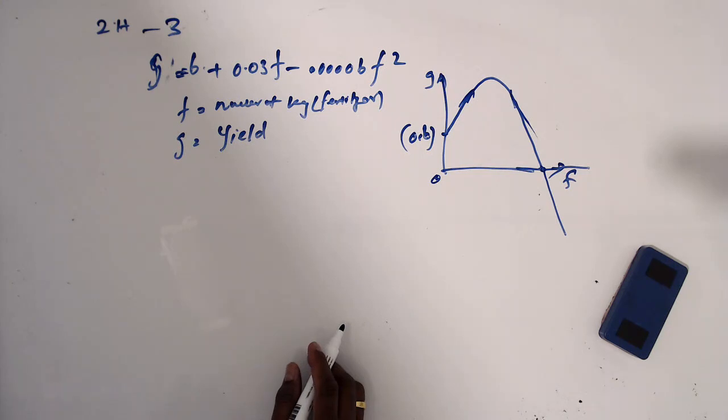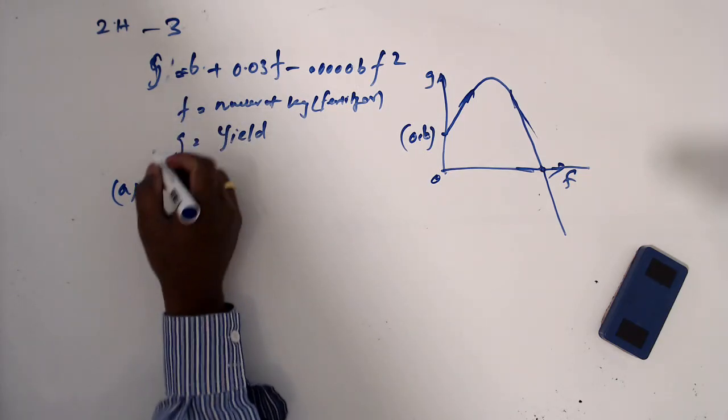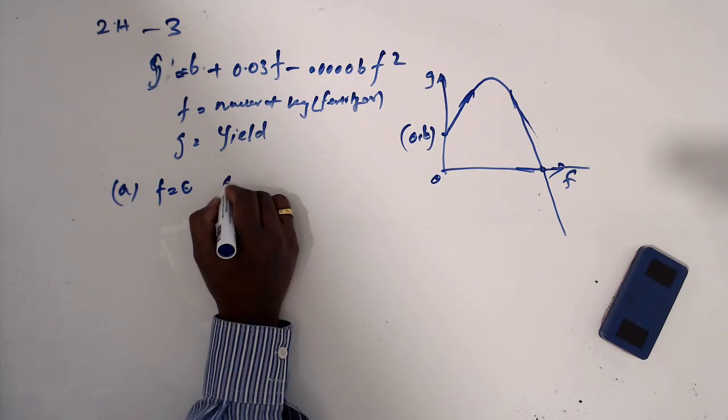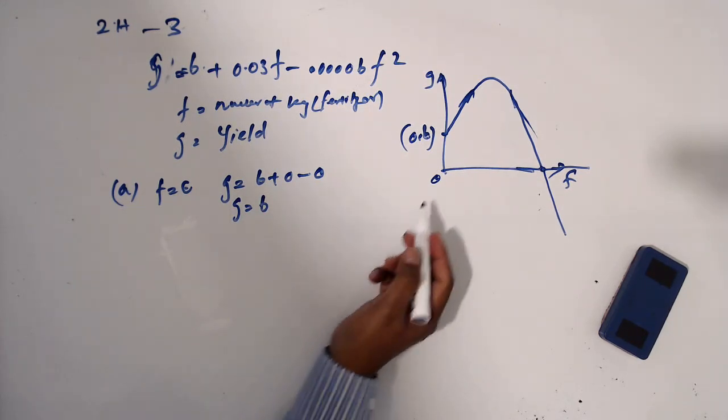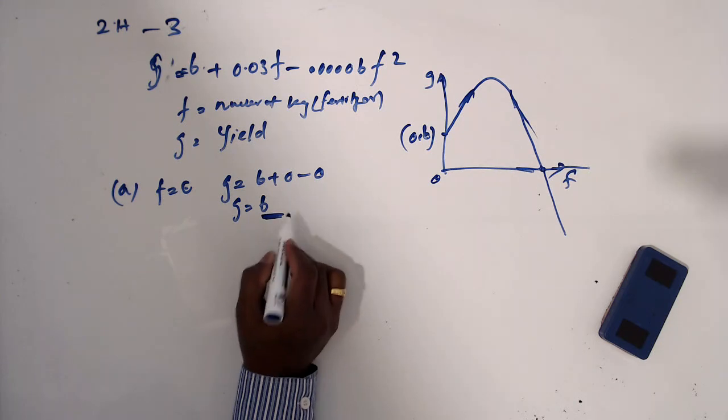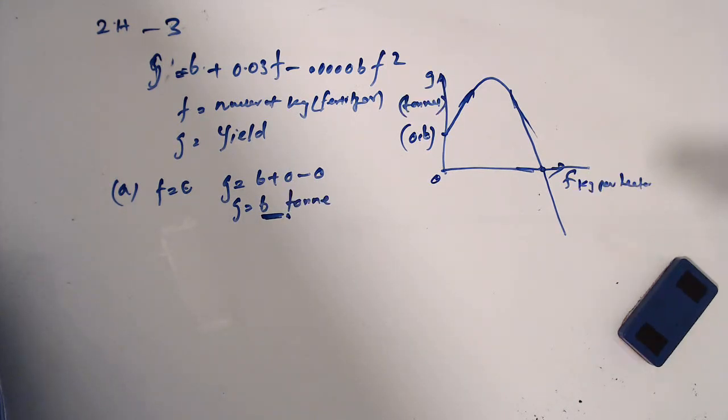Okay, now let's look at the questions. The question we already did: according to the model, how much grain would you get per hectare without any fertilizer? Yes, when f equals 0, g is 6 plus 0 minus 0, so g is 6. So the yield is 6 tons. Part B: a farmer currently uses 20 kilograms of fertilizer per hectare. How much more fertilizer would he need to use to increase his grain yield by 1 ton per hectare?